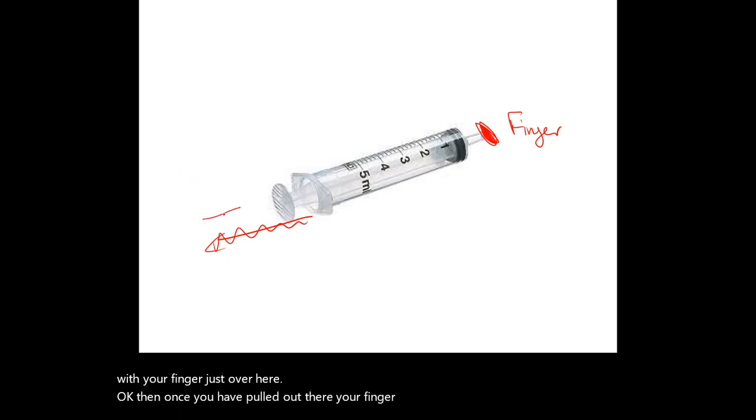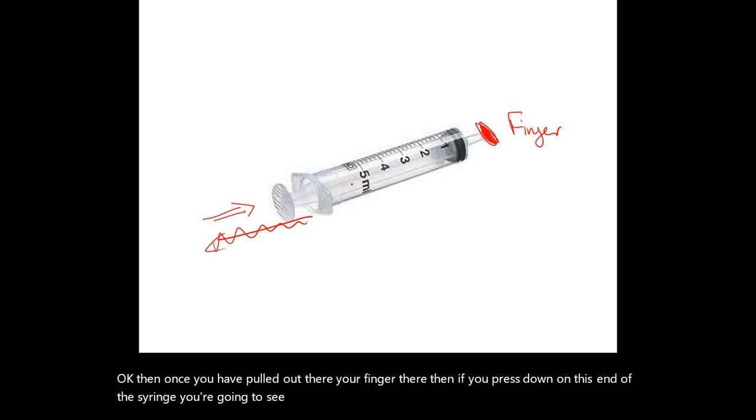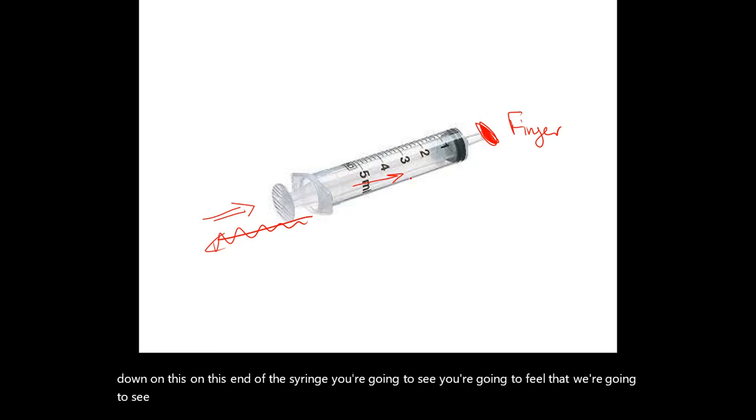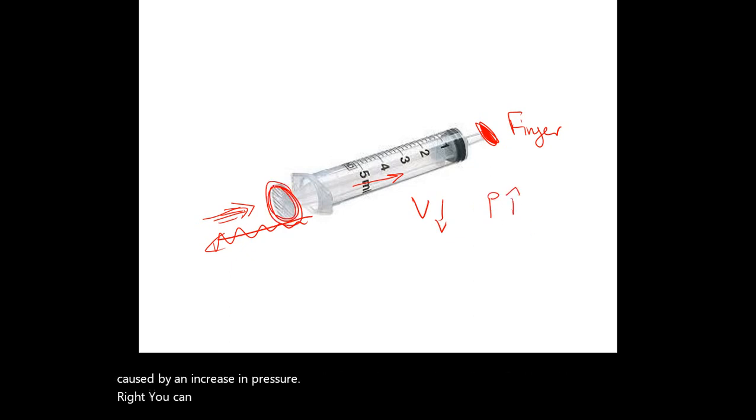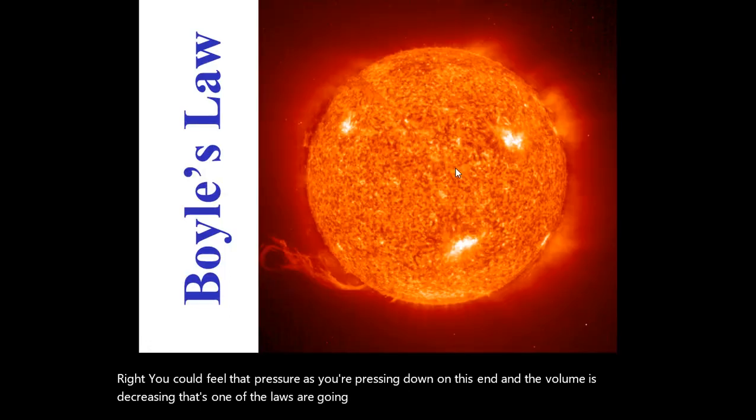Then if you press down on this end of the syringe, you're going to see the volume decreasing, and you're going to feel the resistance caused by an increase in pressure. You can feel that pressure as you're pressing down, and the volume is decreasing. That's one of the laws we're going to talk about first, and that is Boyle's law.